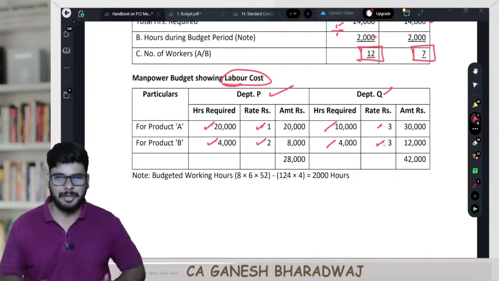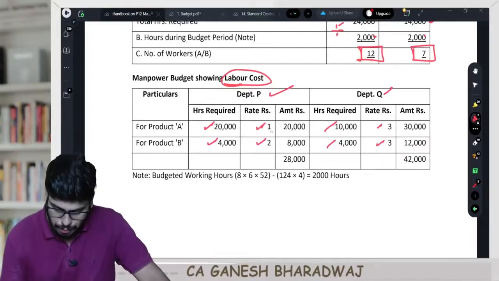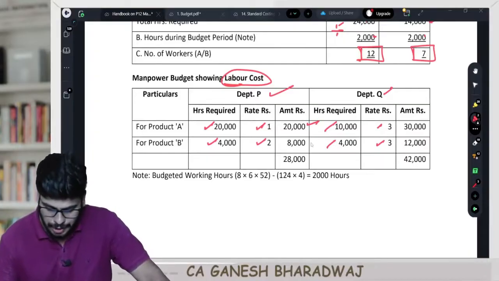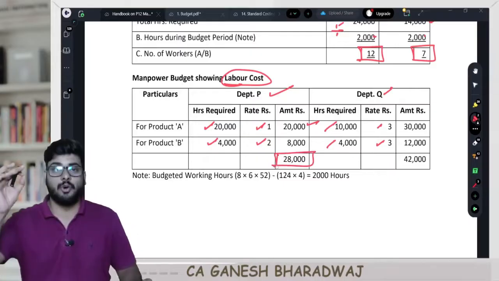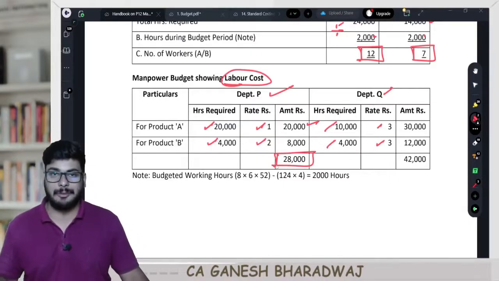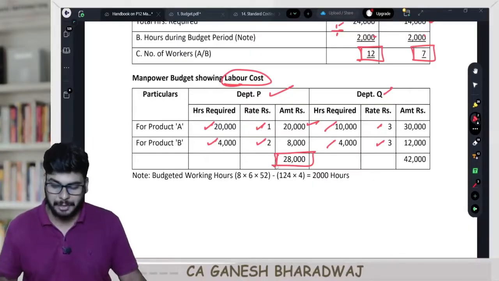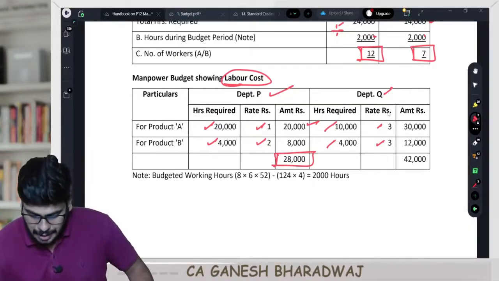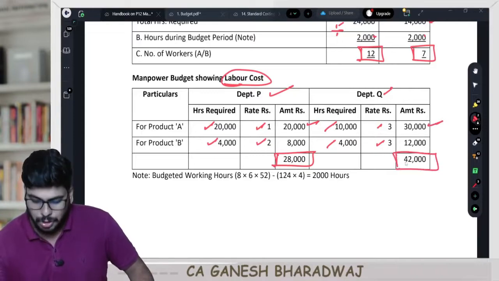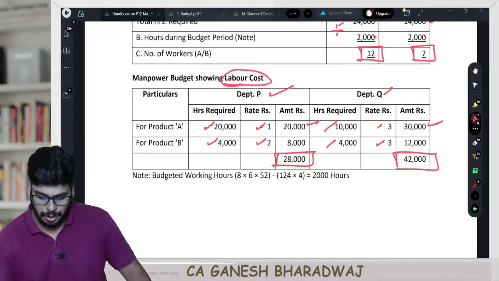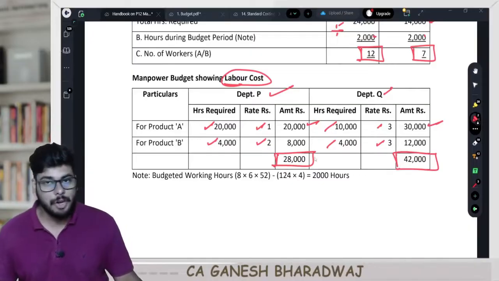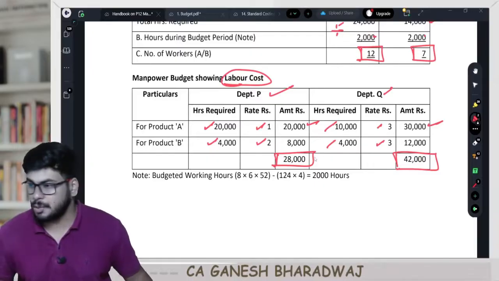So now what we need to do is just a matter of multiplication. 20,000 into 1, 20,000. 4,000 into 2, it's going to be 8,000. So now the total department P cost is going to be how much? 28,000 rupees. I'm going to incur a total labor cost in department P to the tune of 28,000. Similarly, in department Q, it's going to be 30,000 plus 4 into 3, which is 12,000. So 30 plus 12, it's going to be how much? 42,000. So in department Q, I'm going to incur a total labor cost of 42,000 rupees. Are you clear with this, guys?